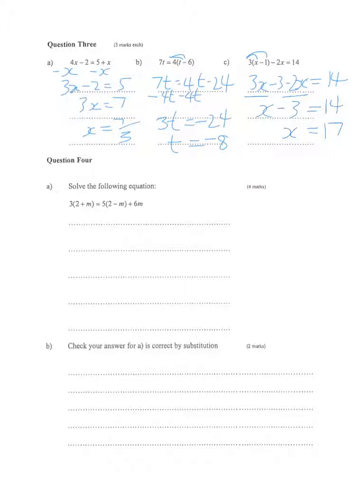Okay, 4a, expand the brackets. So 6 plus 3m equals 10 minus 5m plus 6m. Let's collect like terms first. So 6 plus 3m, no like terms. 10, now minus 5 plus 6 gives us positive 1m.